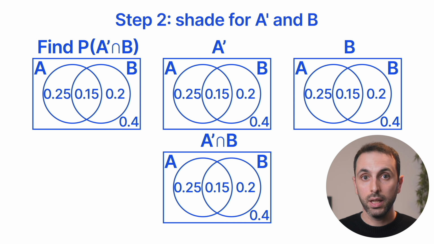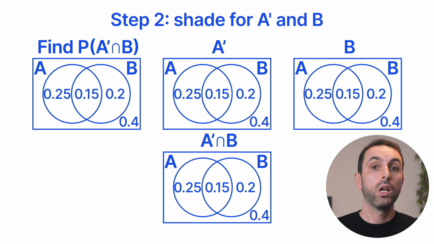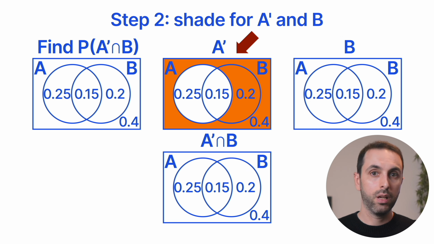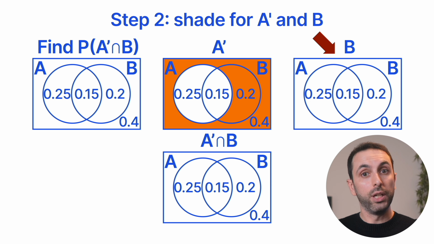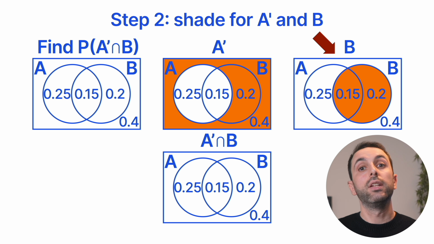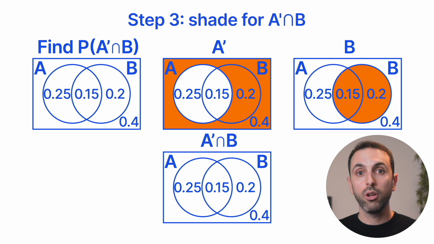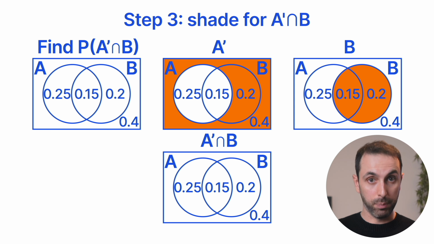In the second step, we're now going to shade the regions for the individual events A complement and B on their separate Venn diagrams. Looking at A complement, as mentioned previously, these represent the probabilities that do not belong to the event A. In other words, it's everything outside the event A, so this is the region that we're going to shade. For event B, we just shade that region B. And then in the third step, we want to shade the correct region or regions for A complement intersect B.